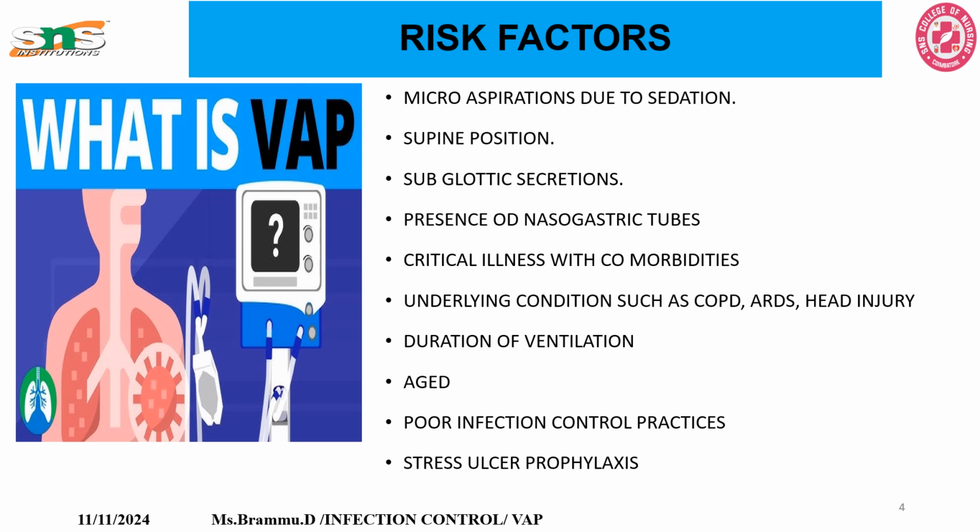And if the duration of ventilation is prolonged, aged clients more than 60 years of age, poor infection control practices in and around the ICUs or wherever the patient is on a ventilator, and stress ulcer prophylaxis not in place may be major risk factors for developing VAP.